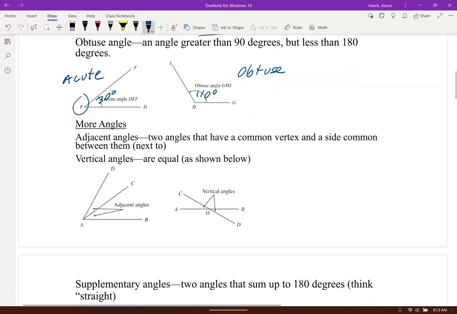Adjacent angles means next to, so they have a common vertex. So adjacent, next to. Vertical angles are equal. That means these are opposite angles. So if this is 20 degrees, then this one over here would be 20 degrees as well. So anytime you have two straight lines, those are vertical angles. So if this one's 25 degrees, this would be 25 degrees, vertical angles.